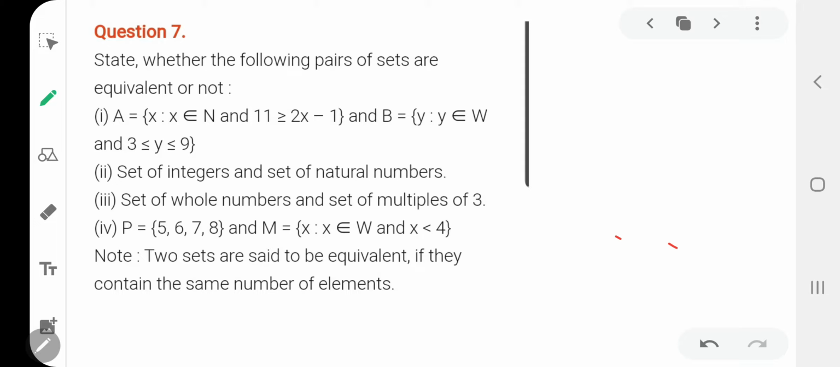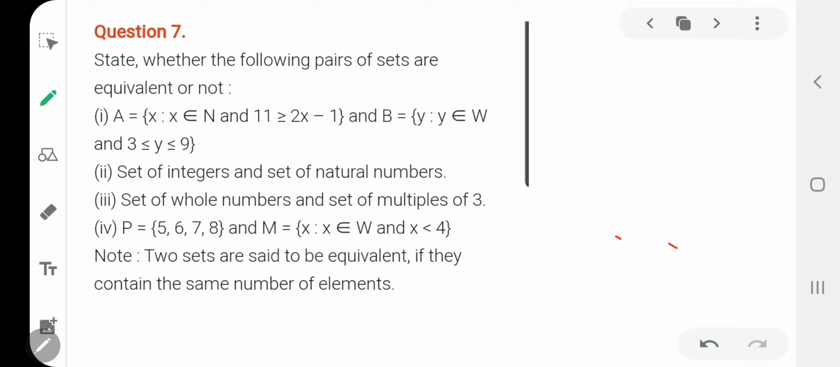Question number 7. State whether the following pairs of sets are equivalent or not. Now my dear kids, what are equivalent sets? Two sets are said to be equivalent if they contain the same number of elements. अगर number of elements, cardinal number of elements दोनों में same है तो they will be called as equivalent sets. अगर उनमें elements ही exactly same हैं, अगर A में 4, 5, 6, 7 हैं और B में भी 4, 5, 6, 7 numbers हैं तो they have elements also same, they will be called as equal sets.